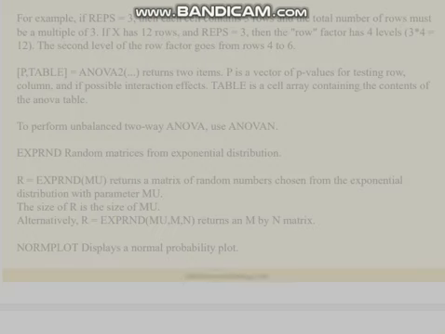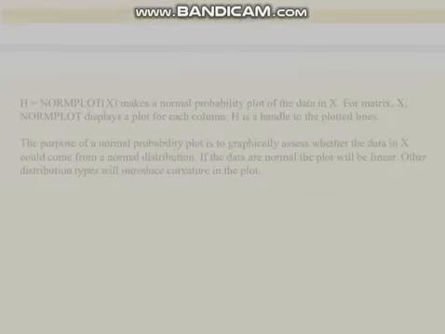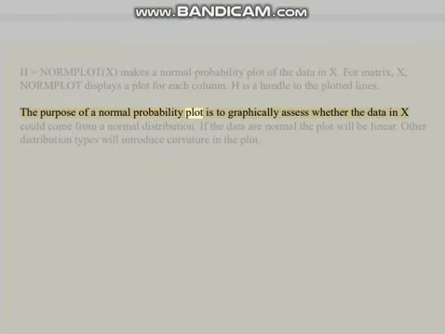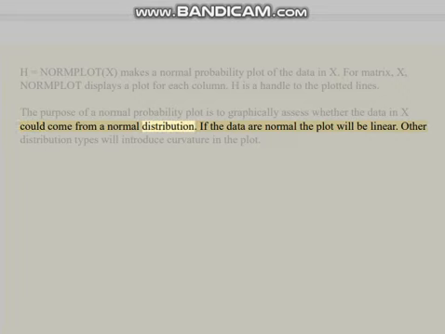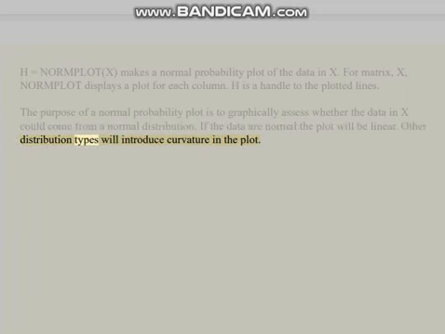H = normplot(X) makes a normal probability plot of the data in X. For matrix X, normplot displays a plot for each column. H is a handle to the plotted lines. The purpose of a normal probability plot is to graphically assess whether the data in X could come from a normal distribution. If the data are normal, the plot will be linear. Other distribution types will introduce curvature in the plot.